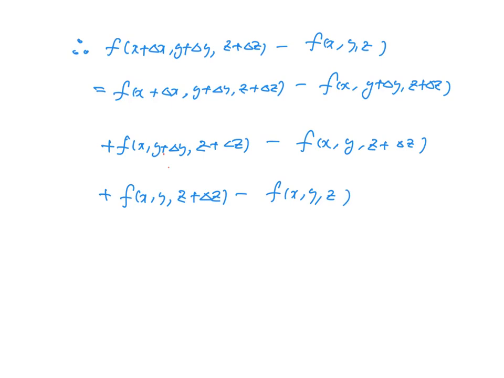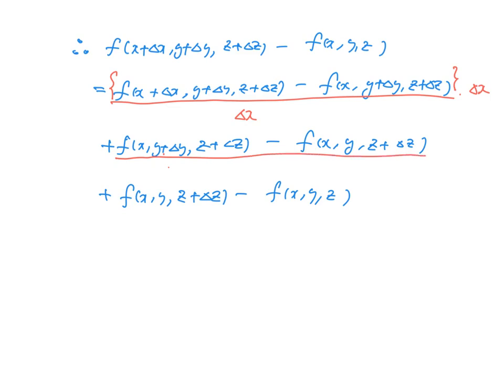Still, you don't know what to do. So now let's try to multiply by 1. If you divide the whole thing by delta x and multiply by delta x, it's still the same, right? Okay, I'll put some parentheses. Actually, braces. Delta y, delta z.